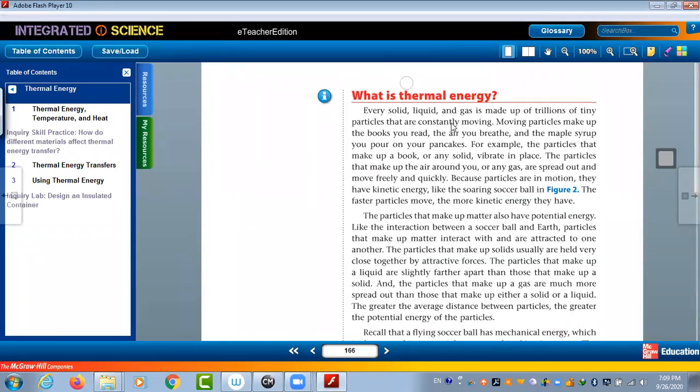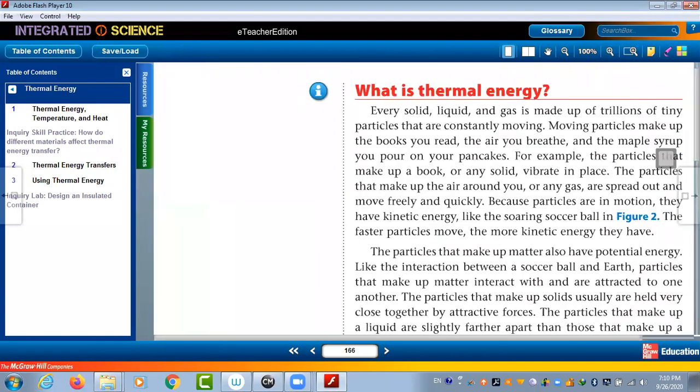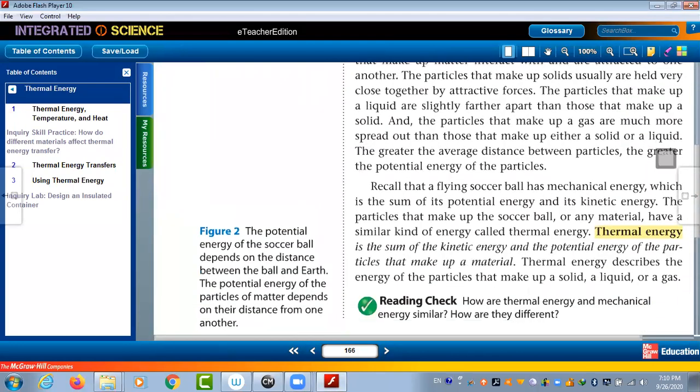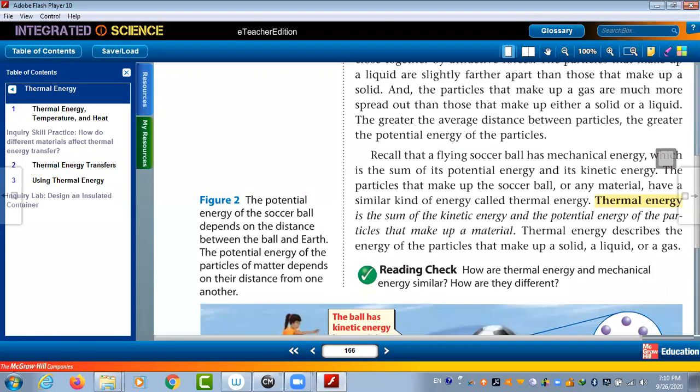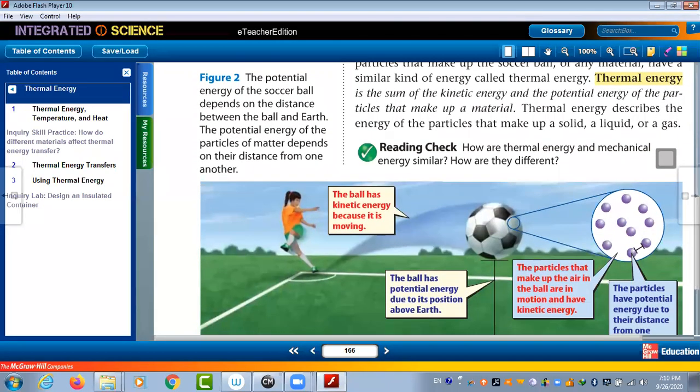The second point is thermal energy. What we said about thermal energy? We said thermal energy is like mechanical energy, but what is the difference? That thermal energy is the sum of the kinetic energy and the potential energy of what? Of the particles.